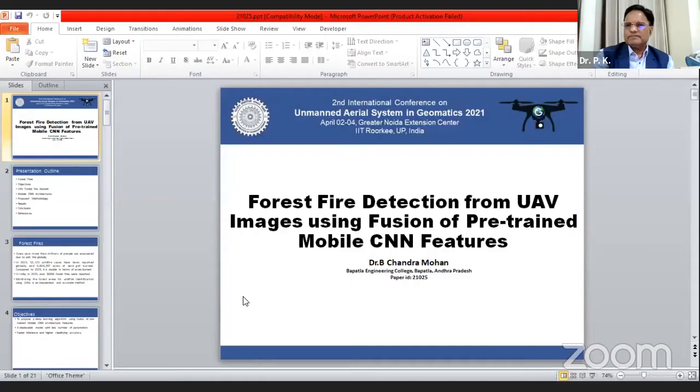Second one, which is on forest fire detection from UAV by Dr. B. Chandramohan. Yeah, good afternoon to all. Good afternoon. Yeah, am I audible, sir? Yes, very much. Yeah, so thank you, sir.